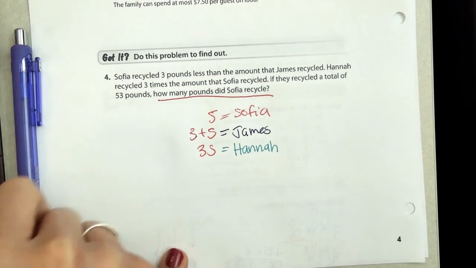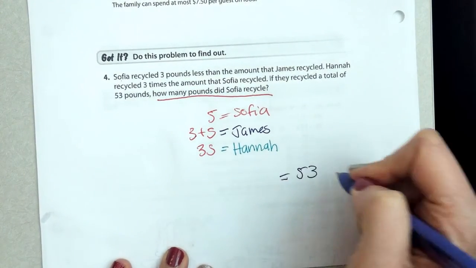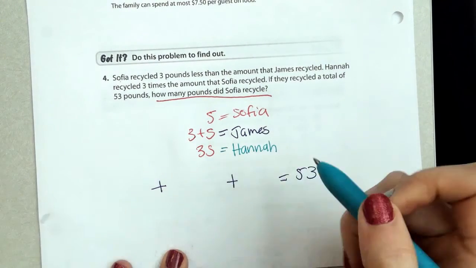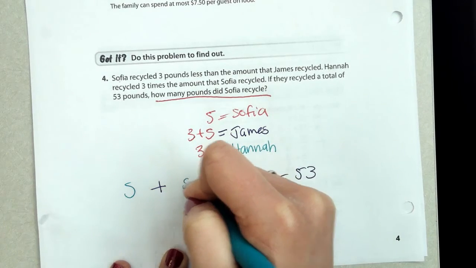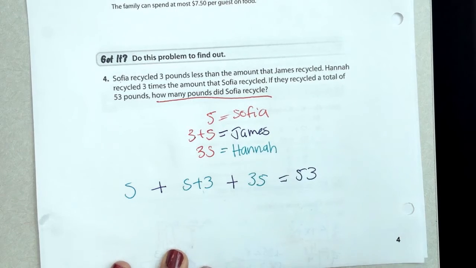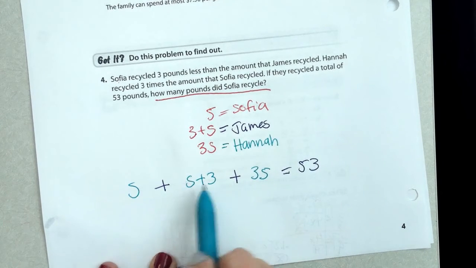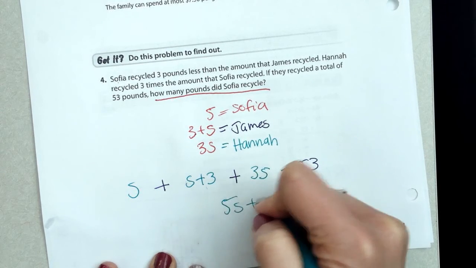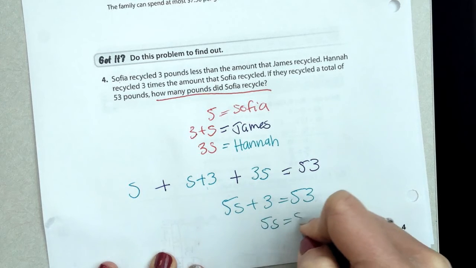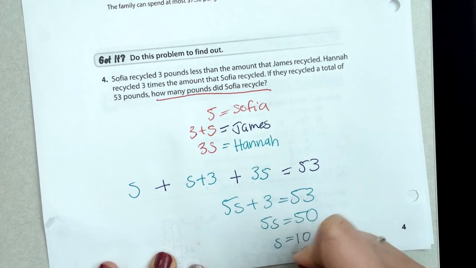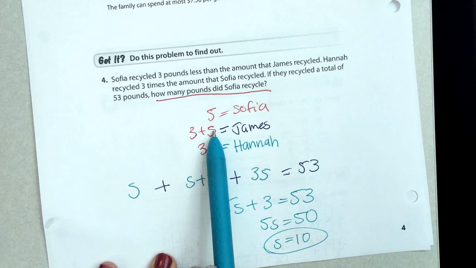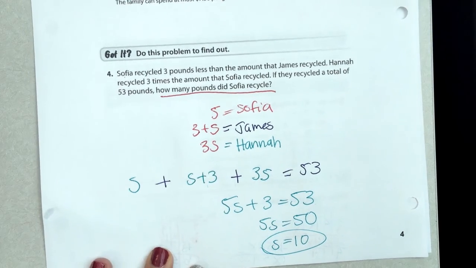Okay? We know our total is 53, and I'm adding up all of their recycles. So I have Sophia's, I have James, and I just reordered these, and I have Hannah's. From there, I'd combine my like terms. S plus 3S is 5S, plus 3 is equal to 53. I'd subtract my 3 on both sides. I'd divide by 5, and S is equal to 10. Okay? If they wanted to know exactly how many, you could always plug them back in. So James would be 13, Hannah's would be 30. Okay?